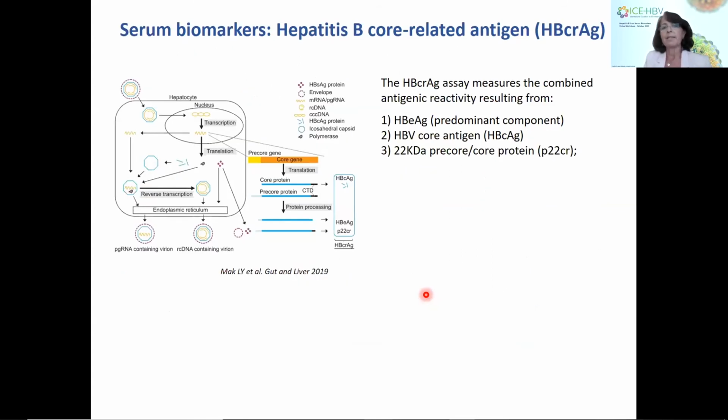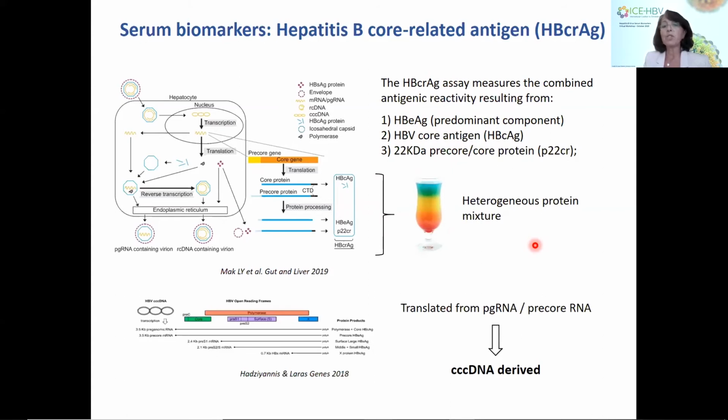But let's have a look at further serum biomarkers, like the core-related antigen. The core-related antigen actually measures the combined reactivity of different proteins, which are the E antigen, the core antigen derived from the core protein, and the 22 kilodalton pre-core protein. So it's actually a heterogeneous mixture, a kind of cocktail of proteins, which might make it a little more difficult to understand which protein mainly contributes to the detection in this assay. But the good thing is that these proteins mostly derive from the overlength pregenome and pre-core RNA, so they are mostly derived from the cccDNA, as far as we know.